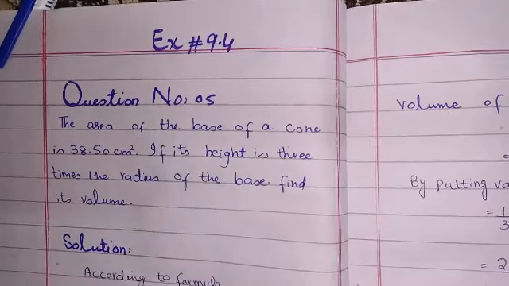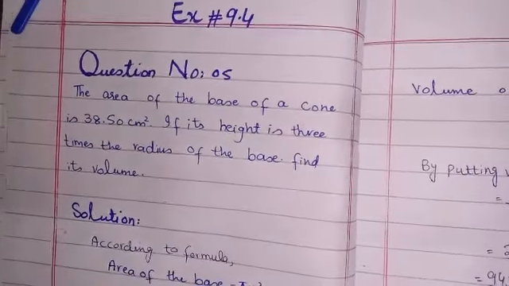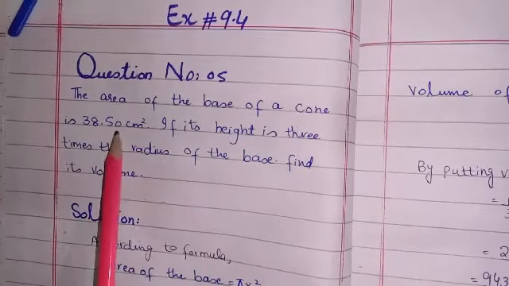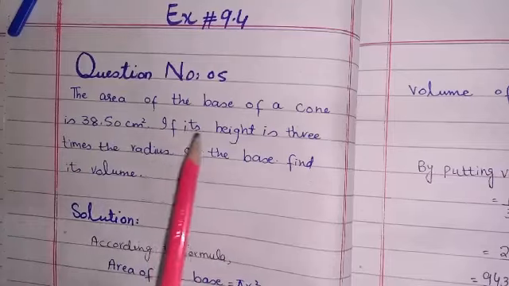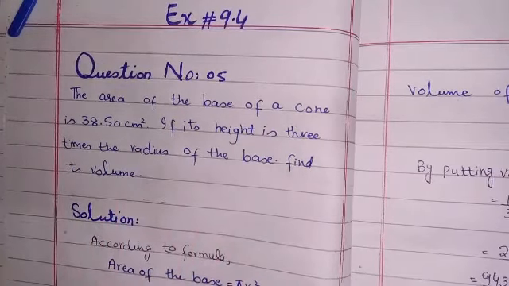Today we are going to start our question number 5 of exercise number 9.4. Here is our statement. The area of the base of a cone is 38.50 centimeter square. If its height is 3 times the radius of the base, find its volume.